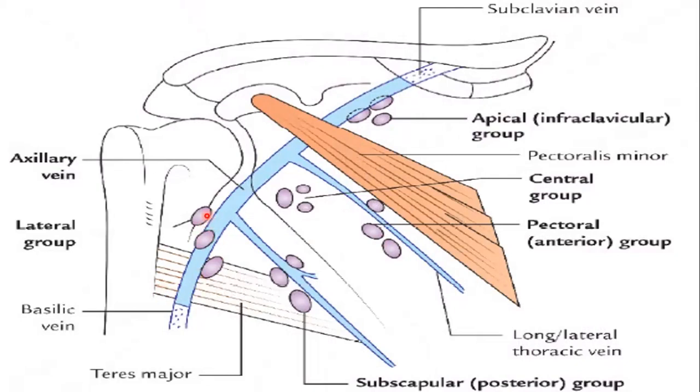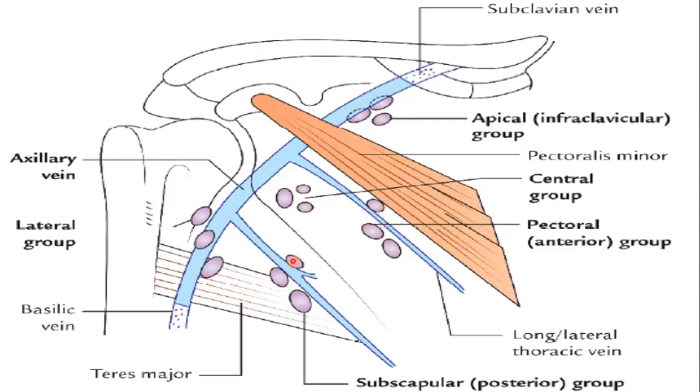So here we are. These are the lateral, they lie along the axillary vein. These are the posterior, lying along the subscapular artery. Central, they will lie in the fibrofatty tissue. The anterior or pectoral group will lie along the lateral thoracic vein. The apical will lie near the apex of the axilla. Okay, this drains the upper limb. This drains the posterior half of the trunk. This drains the anterior half of the trunk and the majority part of the breast.